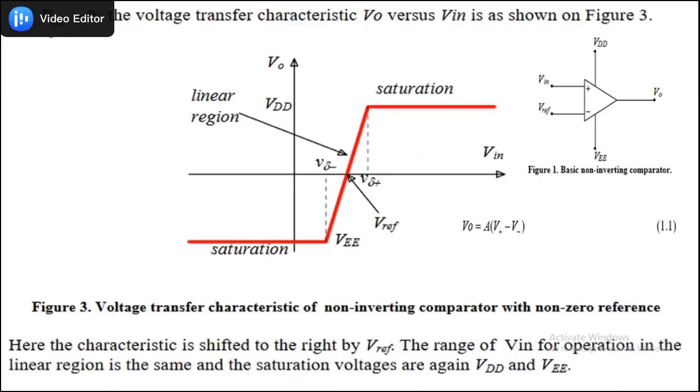Now our second case is when we assume that there is some positive reference input. So Vref now has some value greater than 0. What will happen to the transfer characteristics? Vref has some positive value, so the whole graph is shifted towards this Vref value. We still get this linear region because we are considering the finite gain of our operational amplifier.